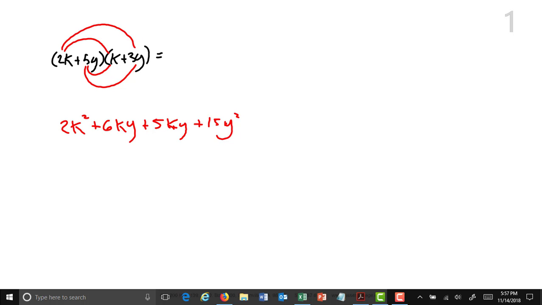Now, all we have to do is combine terms. You can see these two are the same. They're both ky animals. Here I deposited 6 ky animals, and over here I deposited another 5 ky animals. How many have I? How many ky animals? 11. So I have 2k squared.